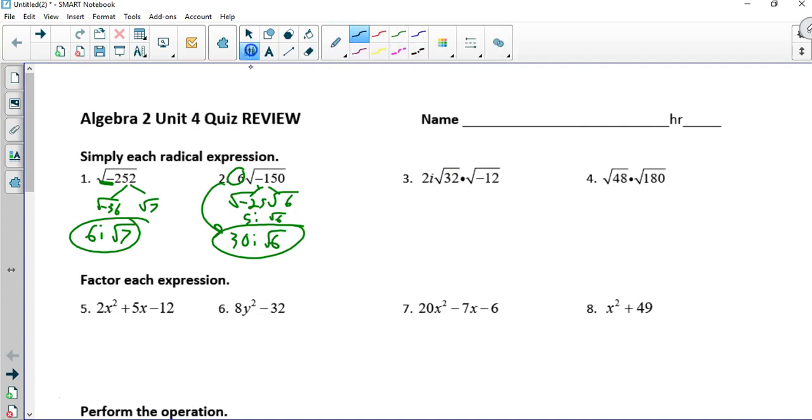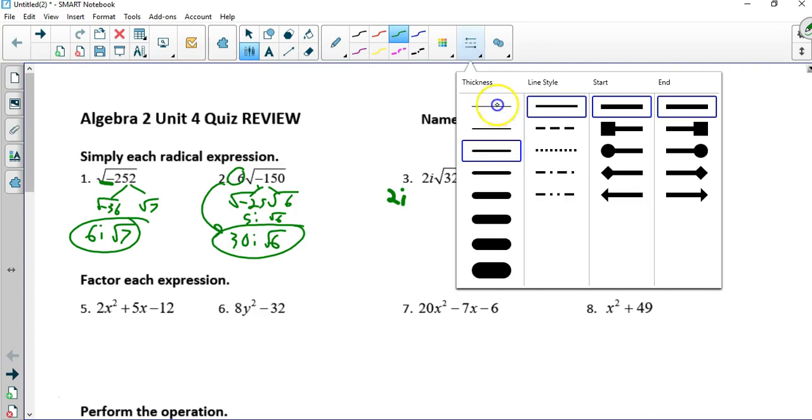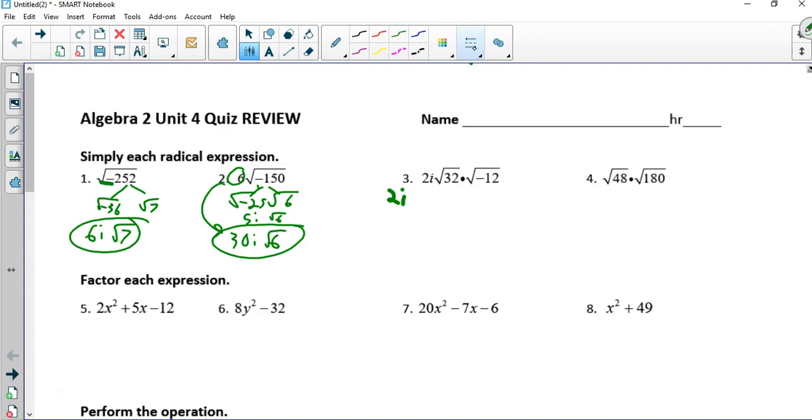So we're going to have 2i. Why will this not go away? There we go. 2i times 32 breaks down to 16 and 2. So that's root 16 times root 2. And then this is going to break down to root negative 4 root 3.